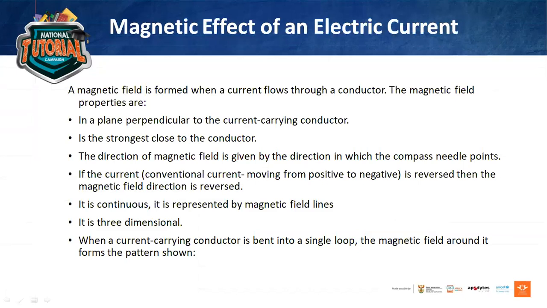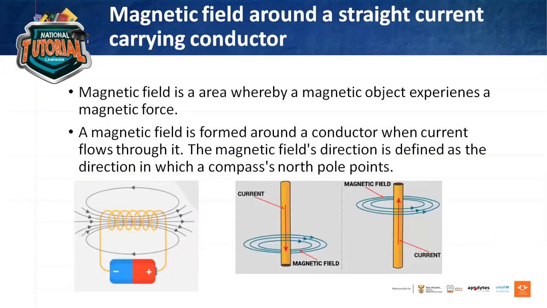Okay, and then the direction of the magnetic field is given by the direction in which the compass needle points. Okay, so the direction of the magnetic field in this case is going to be this part. Okay, so you see these small arrows, they indicate the direction of the magnetic field, and this arrow on the current carrying conductor indicates the direction of the current. Okay, so this is your current carrying conductor, and then this is the direction of your magnetic field.